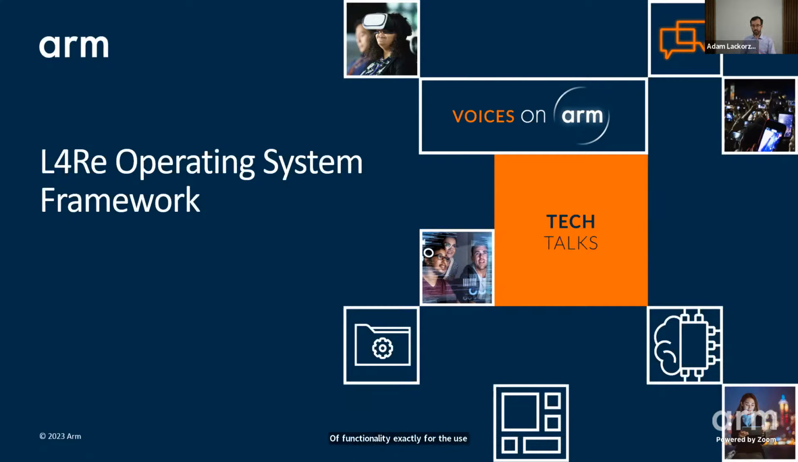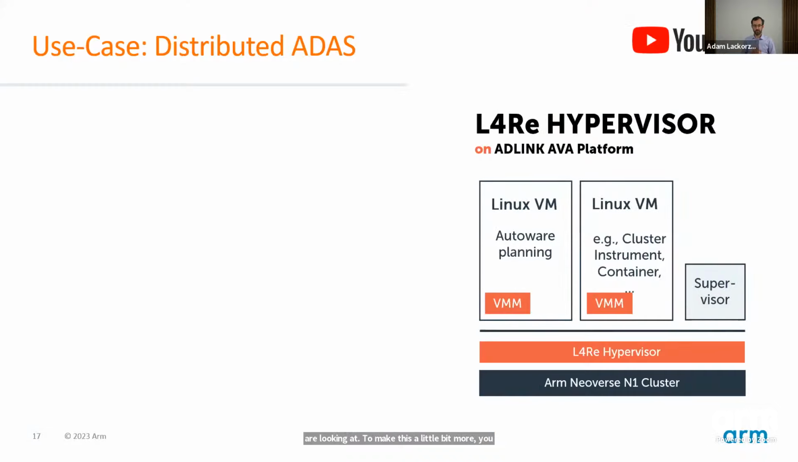To make this a little bit more practical, I have brought this little example. This is a demonstration we have built, and I very much invite you to watch a demonstration of the demo on YouTube after this talk. And what are you seeing here? On the right side, you see a setup of the L4Re hypervisor that is running on an Arm Neoverse cluster. In this demo, it's an Atlas Ava platform.